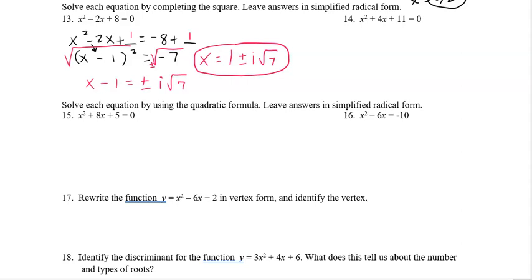Okay, next problem. This time I'm going to subtract 11 from both sides. And replace that number with a new one. And the way to get to the new number is divide by 2. 4 divided by 2 is 2, and then 2 squared is 4. So I'm going to add 4 to both sides.